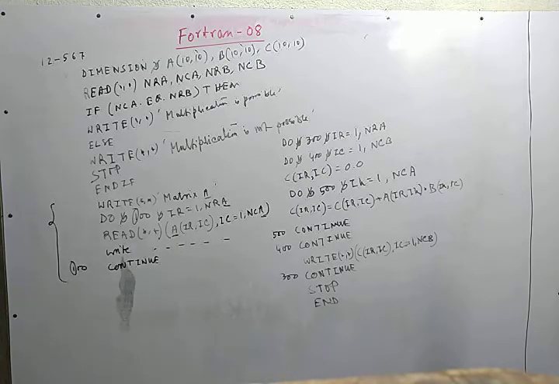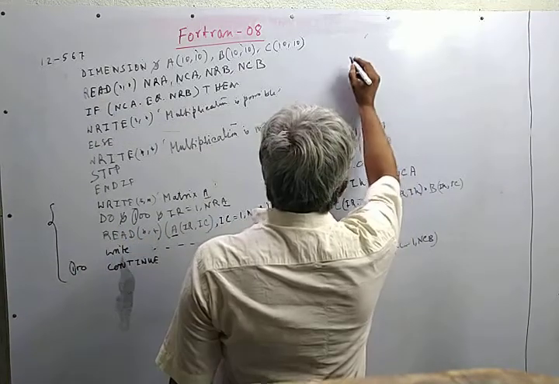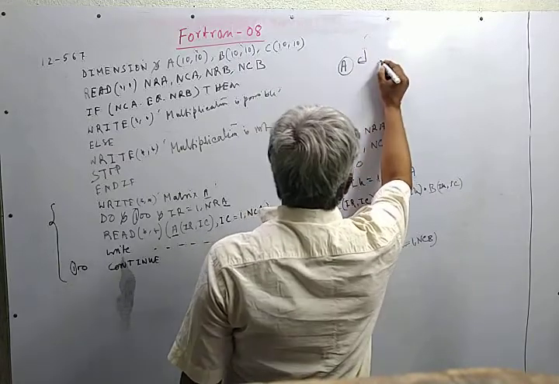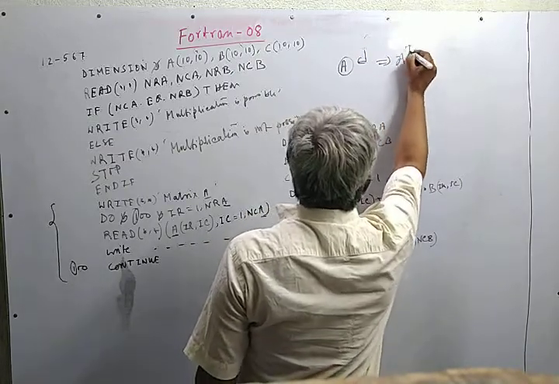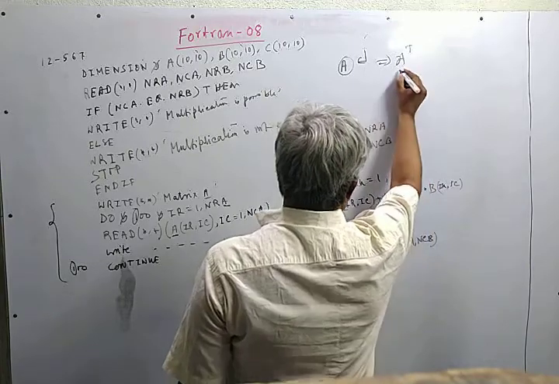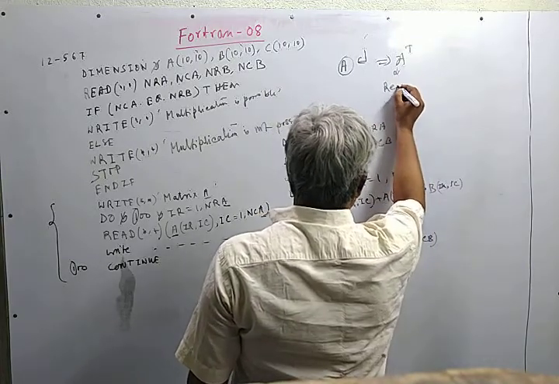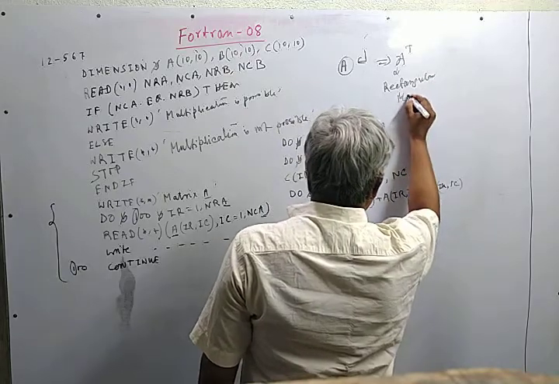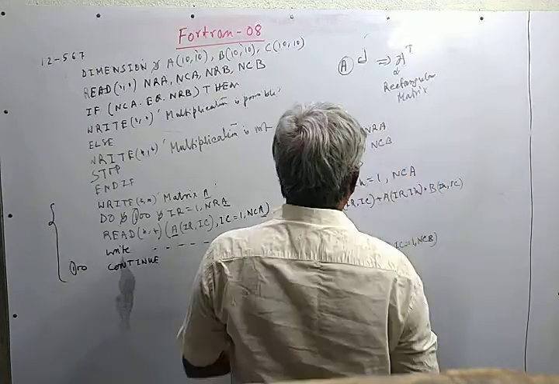So by this we end our discussion on the operation of matrices. One homework I want to give you: read the matrix A, this is the input matrix, and then go for A transpose, where it is a rectangular matrix. This is the homework.